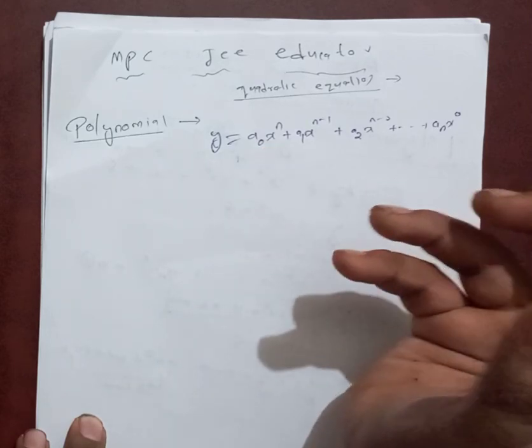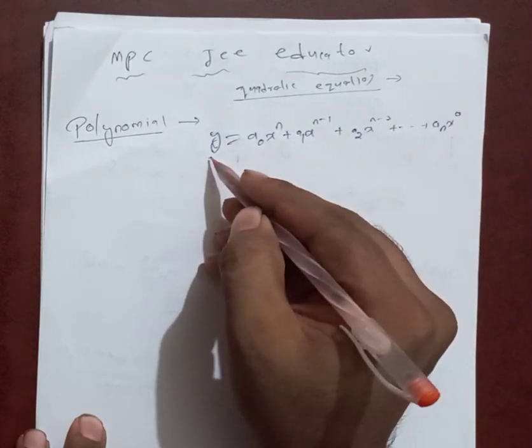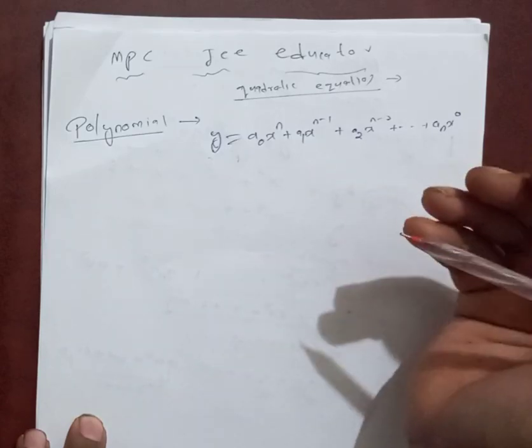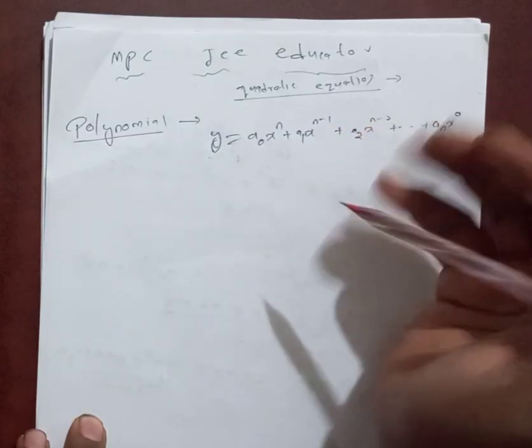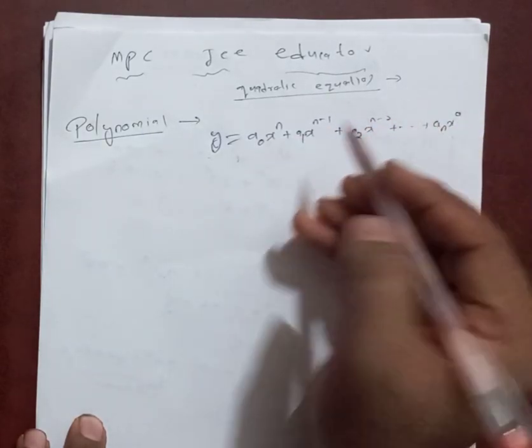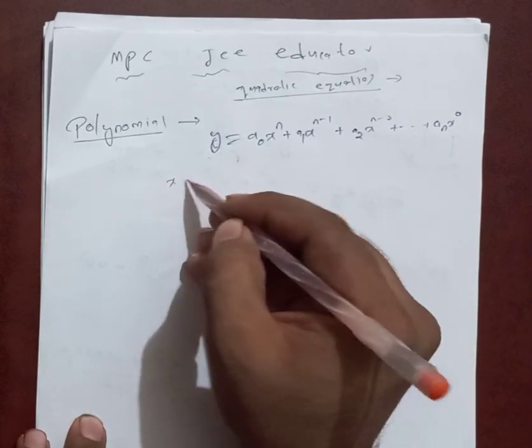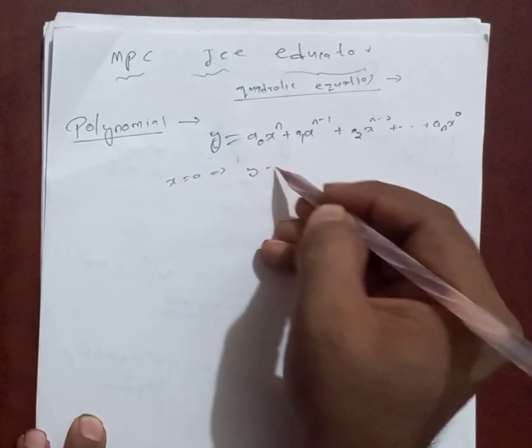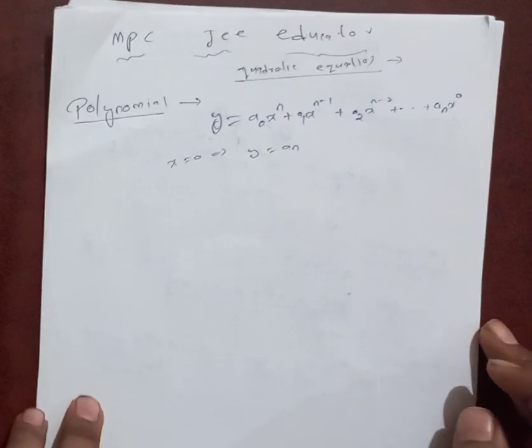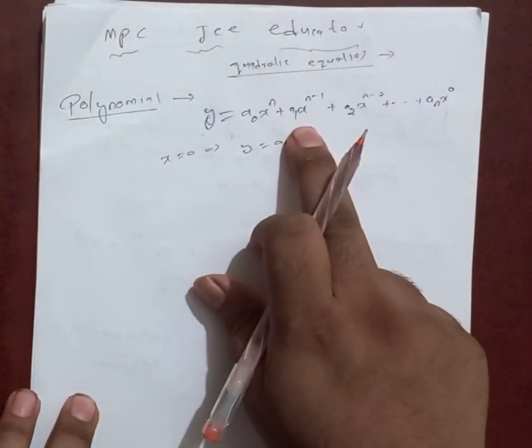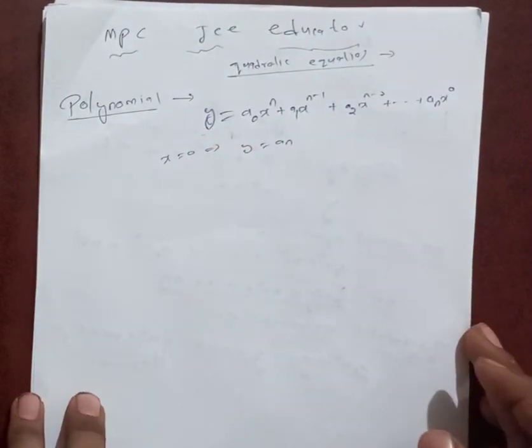When we put different values of x, it will give different outputs. That is, the output will be unique, but the outputs can be different or the same. For example, if I put x equal to 0, we will get the output as an. When we put some value of x, we will get some output.